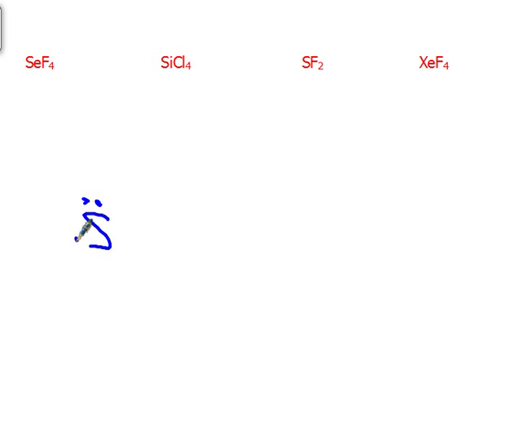Sulfur has 6. This one's pretty simple. When I do sulfur and oxygen, I usually go ahead and think about the fact that it's usually a bent shape. So I usually do 1, 2, 1, 2, 1, 1. So it's easier to see the bent shape.